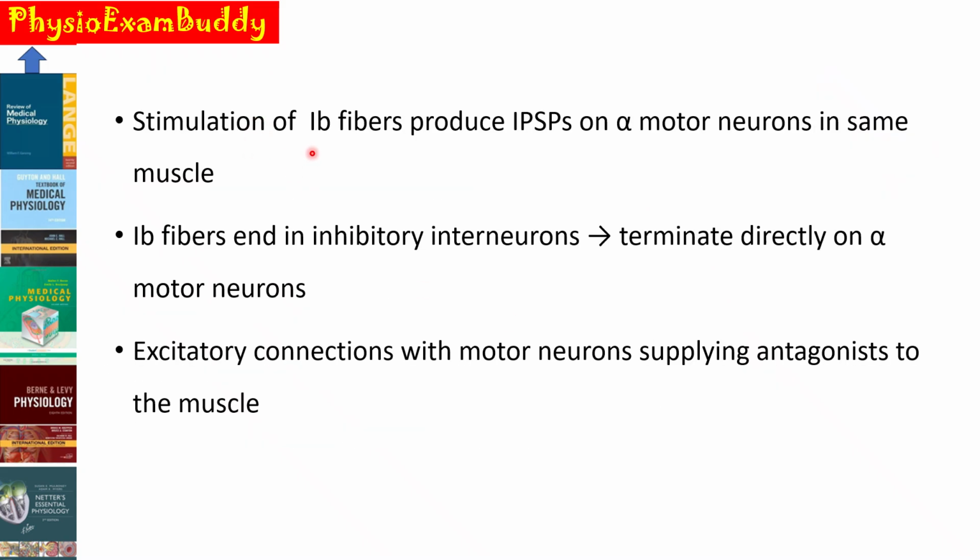Now, stimulation of the 1B fibers actually produces inhibitory postsynaptic potentials, that is IPSPs, on the alpha motor neurons in the same muscle. That is because the neurotransmitter secreted here is an inhibitory neurotransmitter, which is glycine. These 1B fibers usually end on inhibitory neurons, and they terminate directly on the alpha motor neuron supplying the same skeletal muscle. Whereas the excitatory connections with the motor neurons occur on those supplying the antagonist of the muscle.